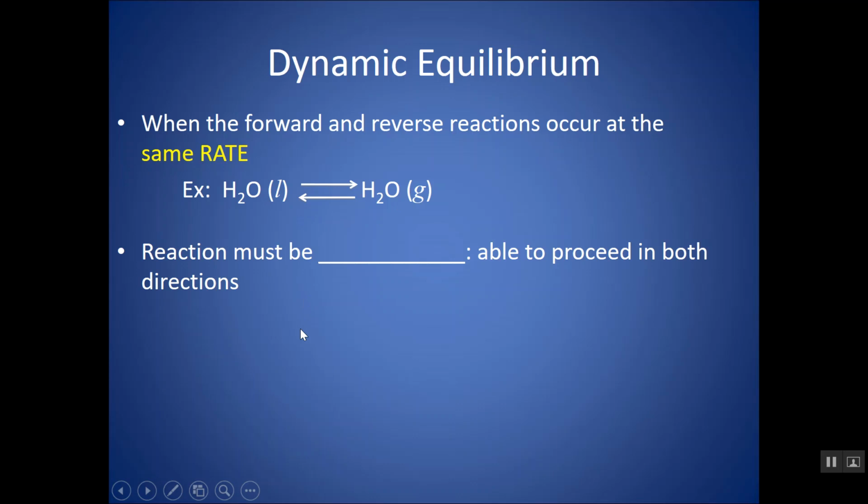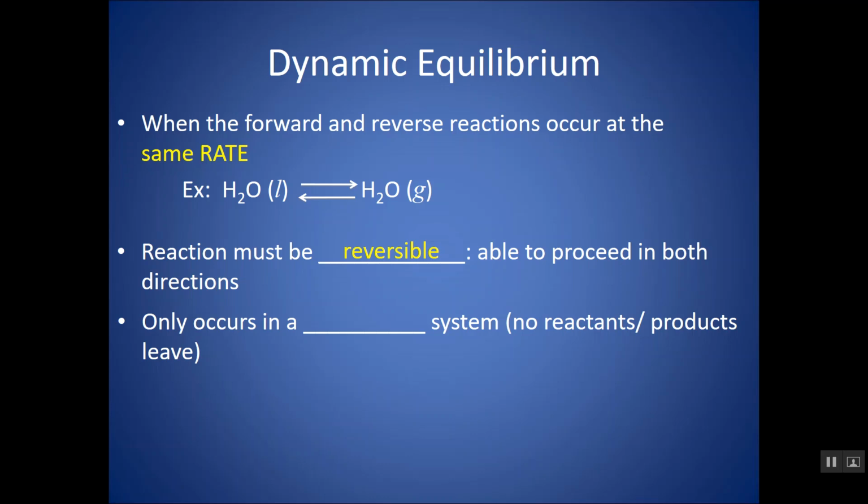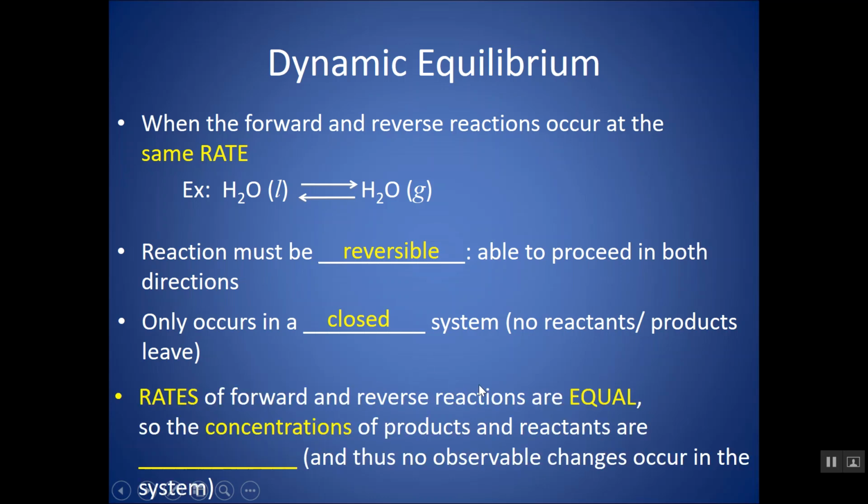In order to reach equilibrium, there are a couple of requirements. The reaction has to be reversible, meaning it has to also be able to go in the reverse direction. For instance, if I take an egg and drop it on the floor and it breaks, I can't go in the reverse direction. I can't unbreak that egg. So you have to have a reaction that's able to go both forward and reverse. The other thing you have to have is a closed container or a closed system. No reactants or products can leave. We have to make sure that we don't lose any reactant or product. It still stays in the container.